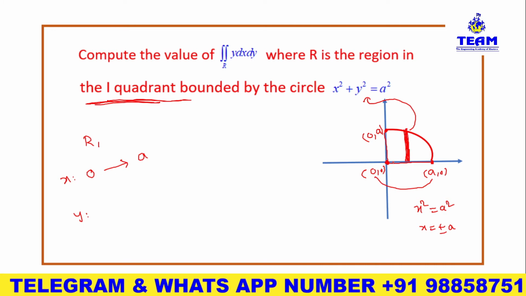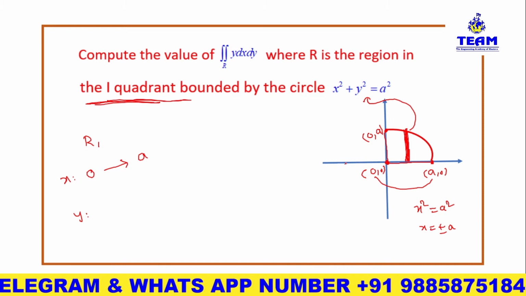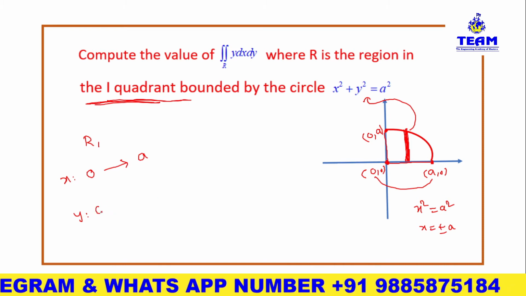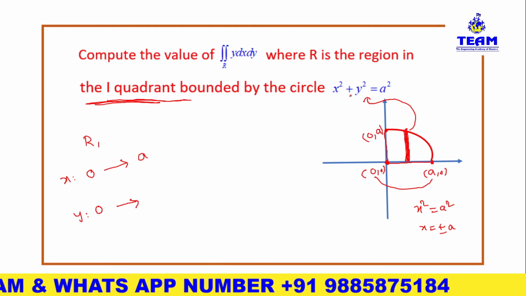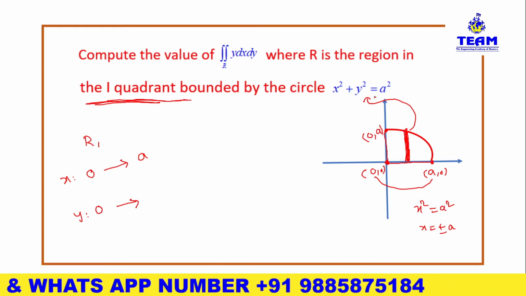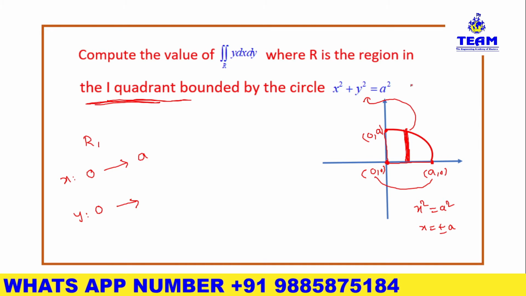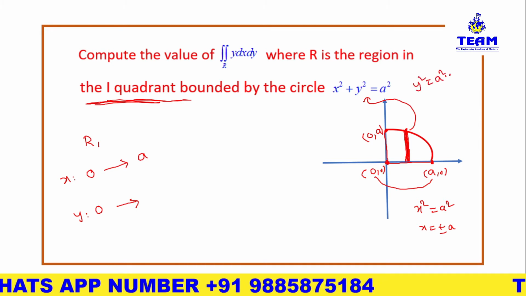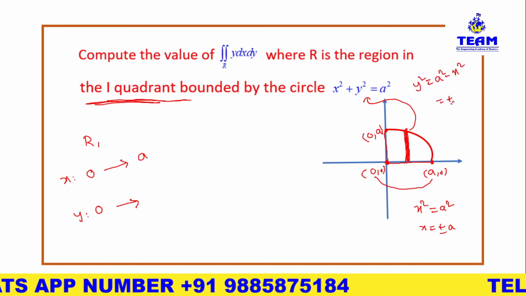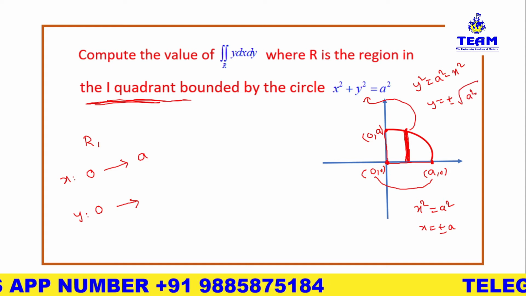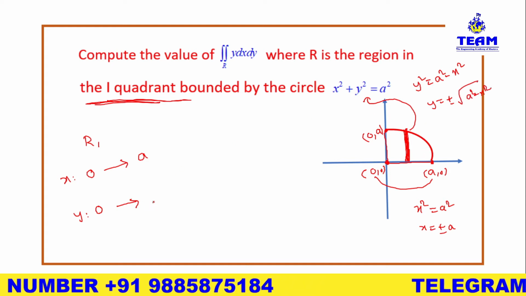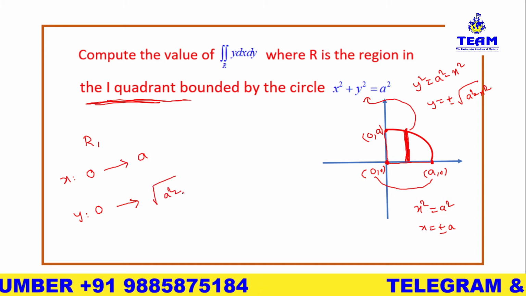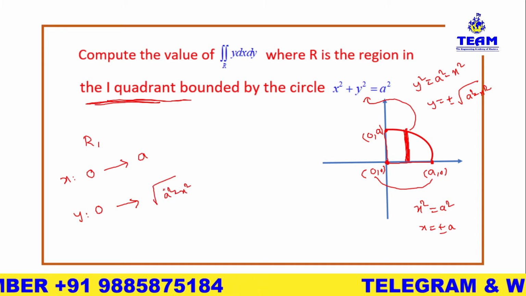In this strip, tell me, what is the lower curve? The x axis. On the x axis, what is the y value? 0. Next, what is the upper curve? The circle. What is the equation you have? x square plus y square is equal to a square. So y square is equal to a square minus x square, y is equal to plus or minus root of a square minus x square. But in the first quadrant y will be positive, so it should be root of a square minus x square. So this is region 1.